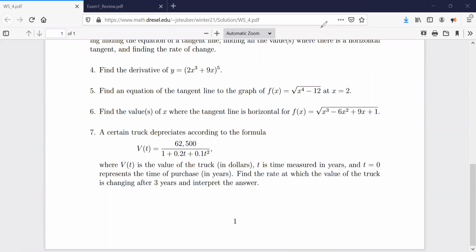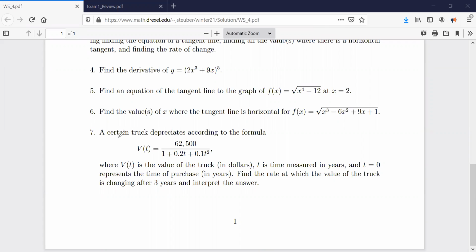So a certain truck depreciates according to the formula V of t is equal to 62,500 over 1 plus 0.2t plus 0.1t squared, where V of t is the value of the truck in dollars and t is the time measured in years, and t equals 0 represents the time of the purchase. Find the rate at which the value of the truck is changing after 3 years. Interpret your answer.